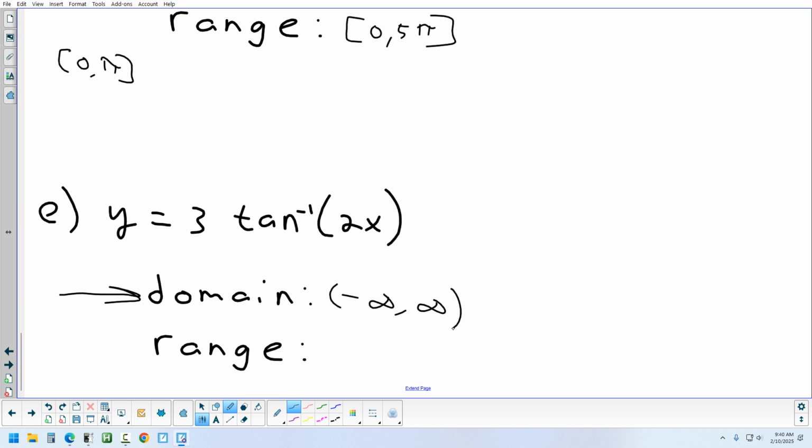Range, we've got to be a little bit more careful about. What is our normal range for inverse tangent? Negative pi over 2, pi over 2. Including or not including? Not included. Now that's going to be tripled. Still not including. So negative 3 pi over 2, 3 pi over 2. There's your range. Sweet. Okay, so any question on finding domain and range of an inverse trig function?